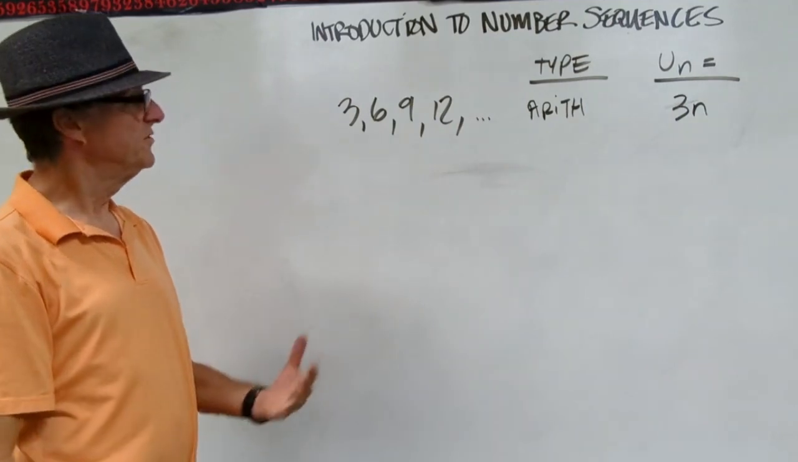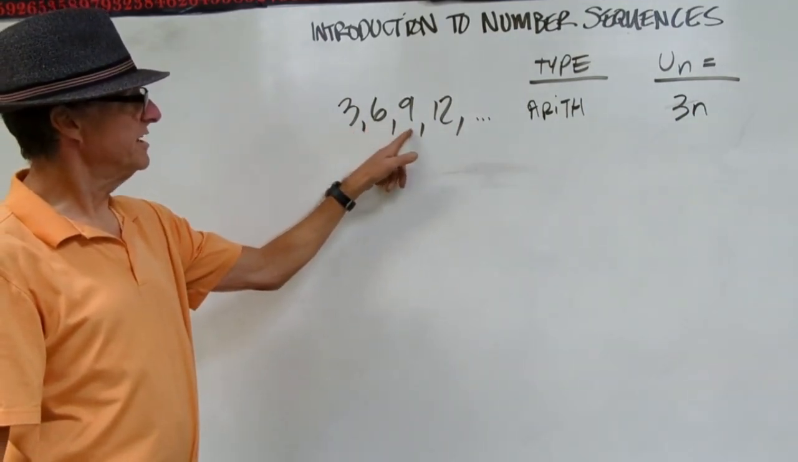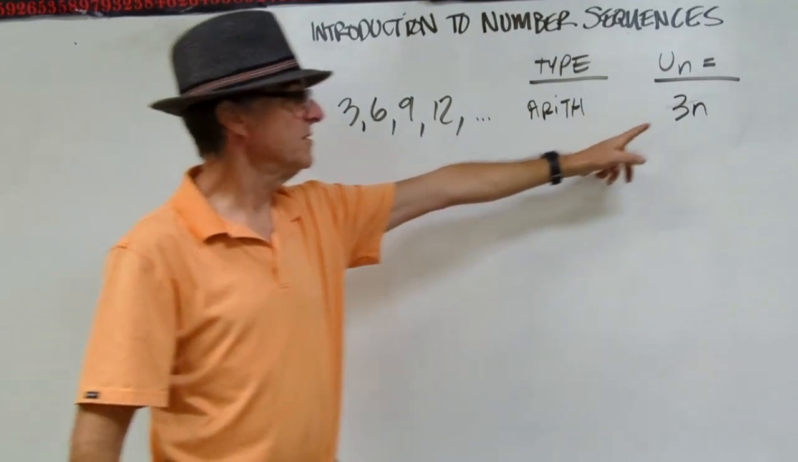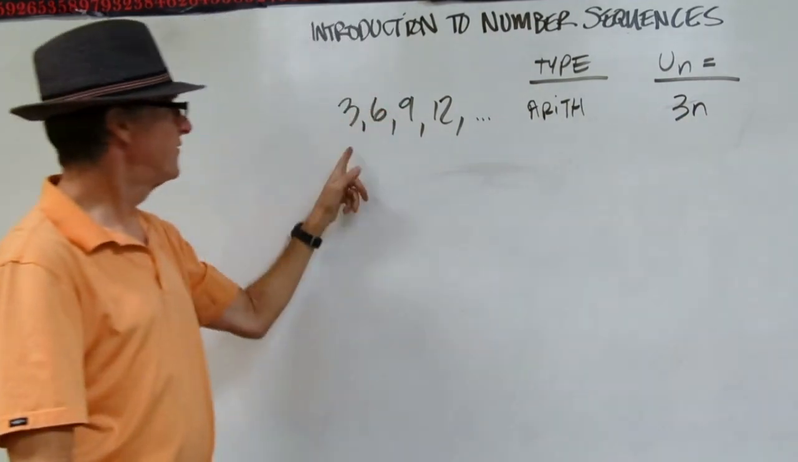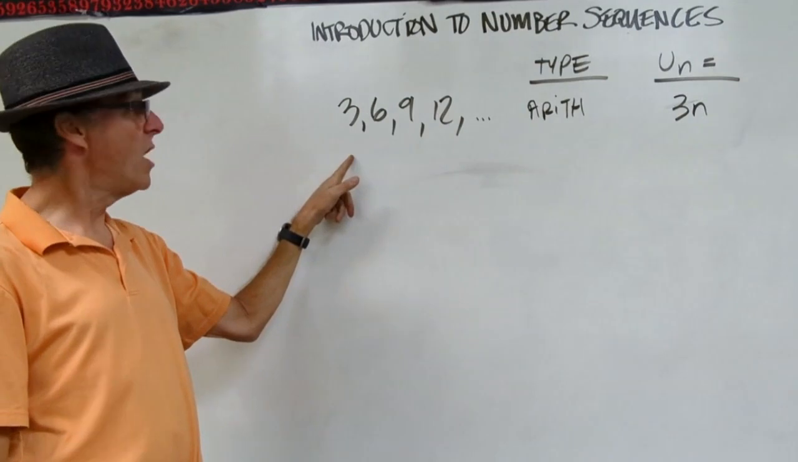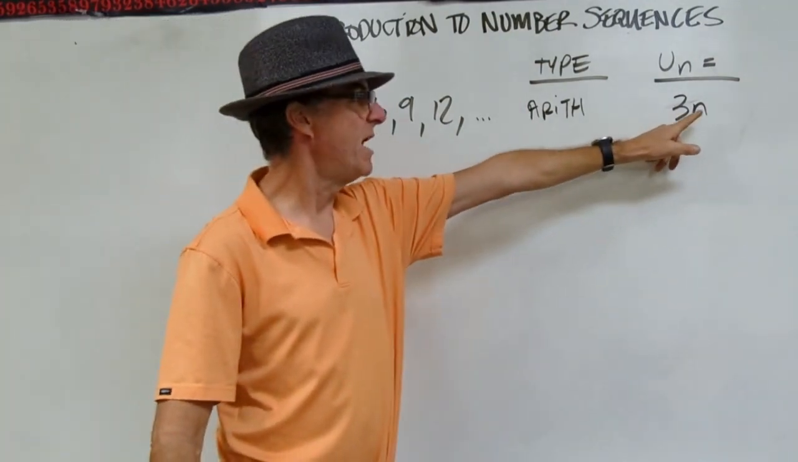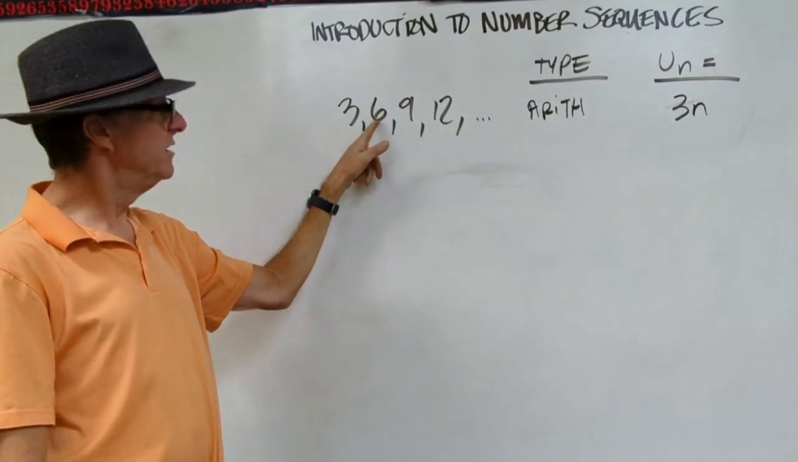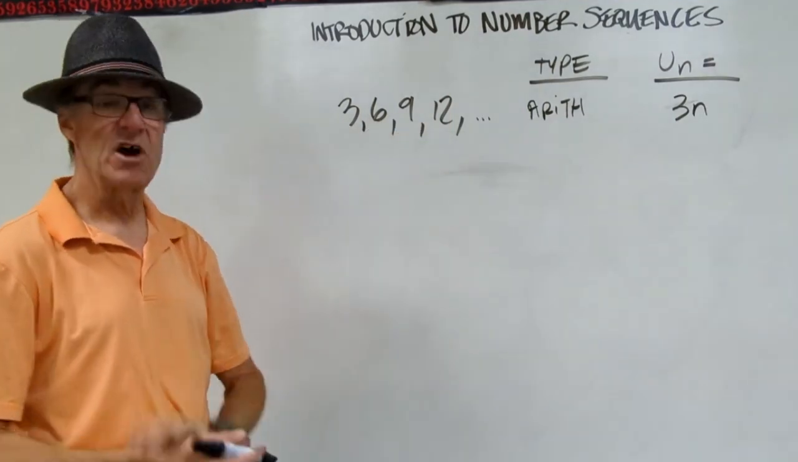All right, so if you notice, we're just adding 3 every time. So that makes this an arithmetic sequence. And then the formula is just 3 times n. So first term, the number of the term is 1, but to get 3 we have to multiply that by 3. And then second term, 2 times 3, we get 6, 9, and 12. So that's our first one.